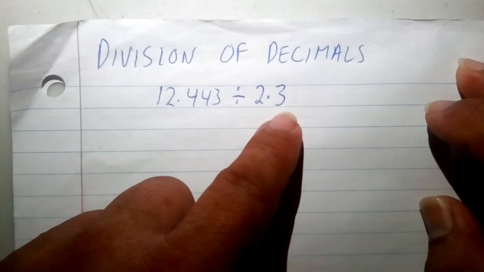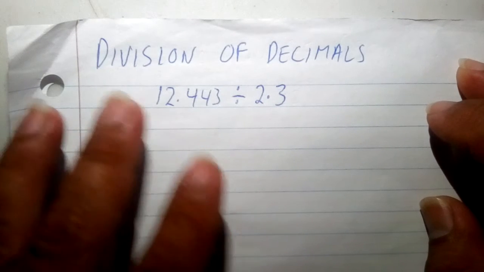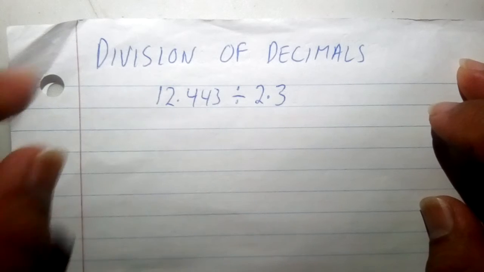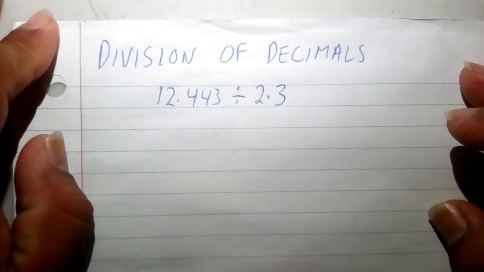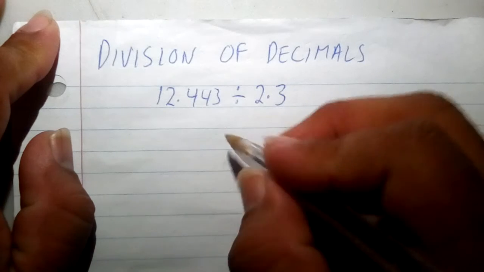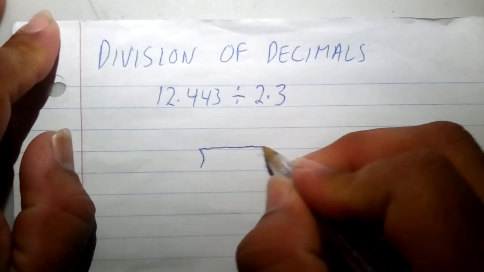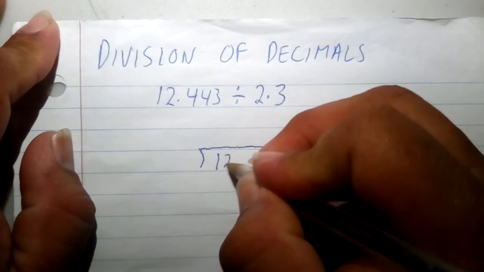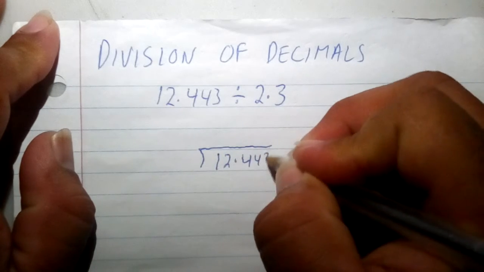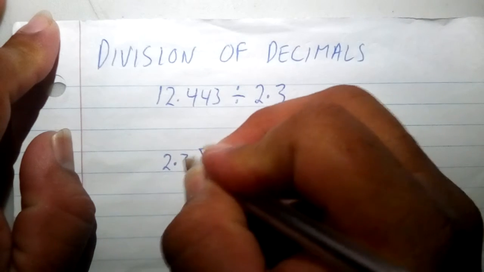Okay, now when we are dividing this number divided by this number, note carefully, this is your numerator, this is your denominator. Okay, so you will set this up in the long division format. So I'm going to be using the long division format to work with this. So I set it up. This is the long division, or the division symbol. I put 12.443 on the inside, 2.3 goes on the outside.